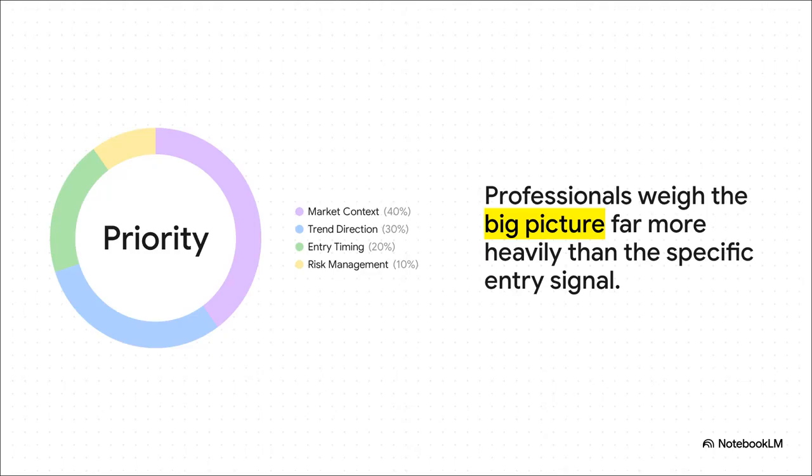Look at where the pros put their focus, a whopping 40% on the big picture market context, then 30% on the trend. The actual entry signal, that's only 20% of their focus. Now, most amateurs do this completely backwards. They spend 90% of their energy stressing about the perfect entry signal and almost totally ignore the bigger context and trend that actually drive the market.